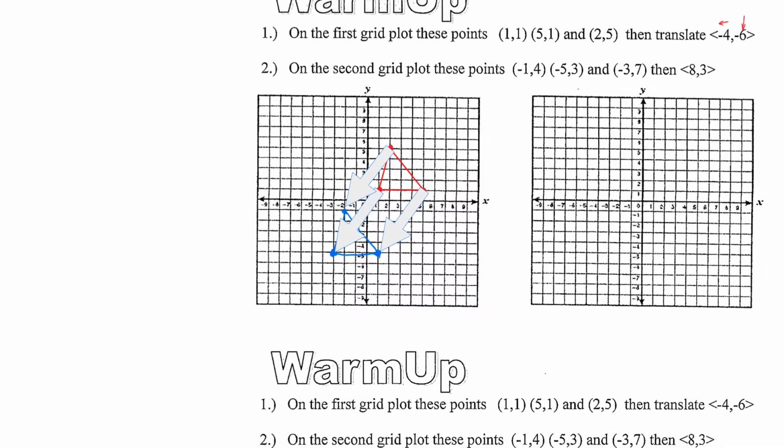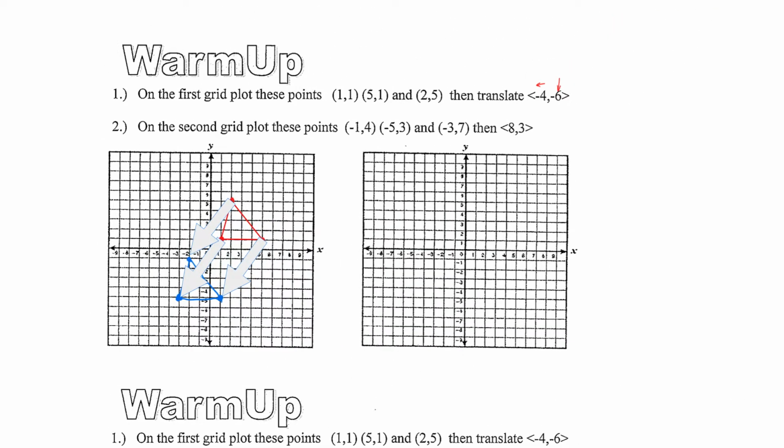Okay, down to the next one. (-1, 4) is right here, (-5, 3) is right here, and (-3, -7) is right there.